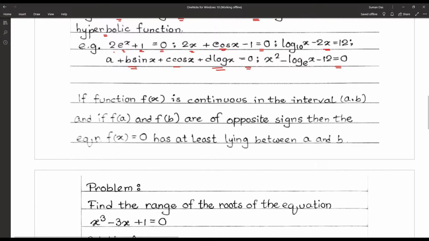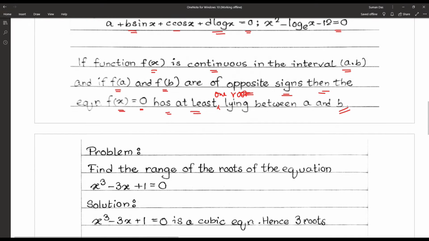Now, if the function f(x) is continuous in the interval [a, b] and if f(a) and f(b) are of opposite signs, then the equation f(x) is equal to 0 has at least one root lying between a and b.